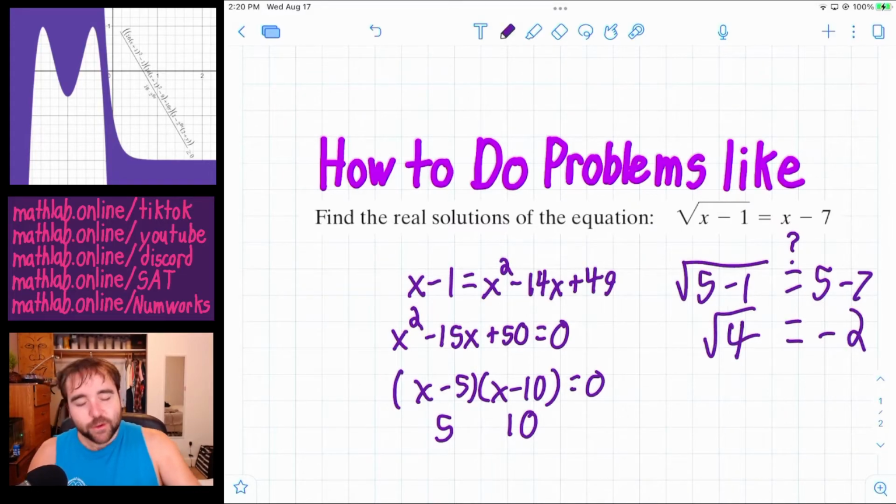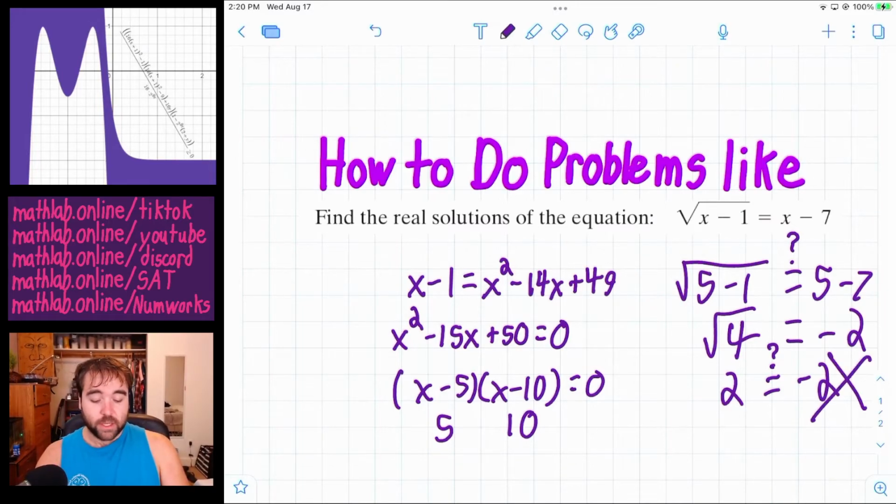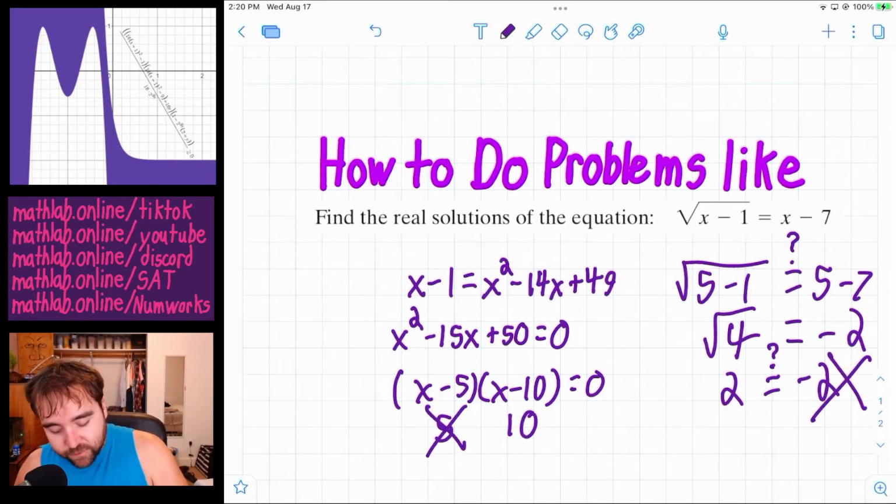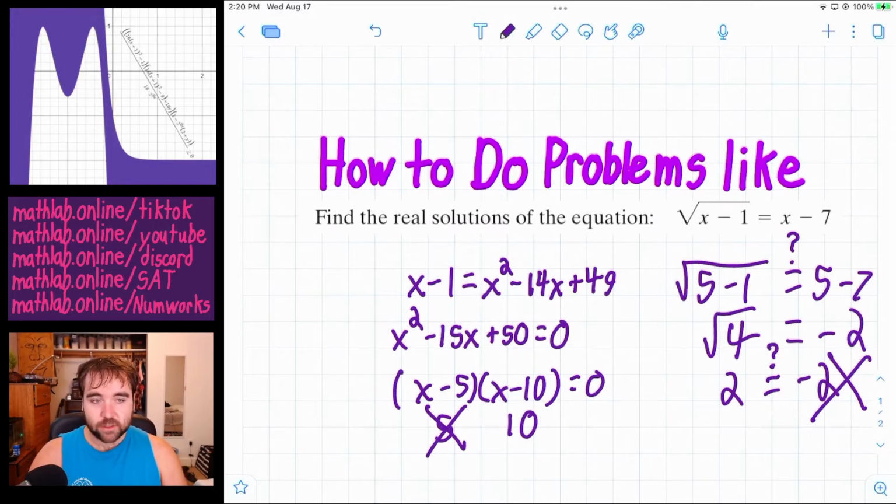Because here we get the square root of 4. And we've discussed this before, but the square root of 4 is not plus or minus 2. The square root of 4 is positive 2. So does 2 equal negative 2? No, it does not. And therefore 5 is not a valid answer to this equation.